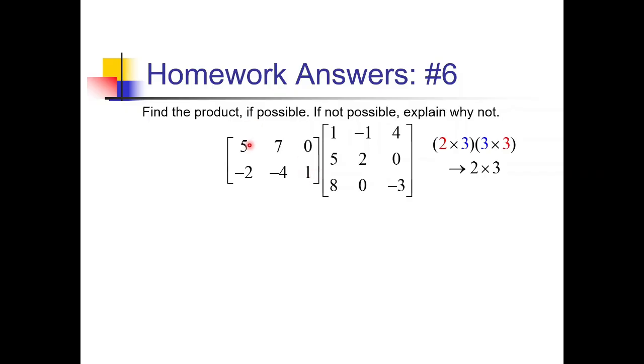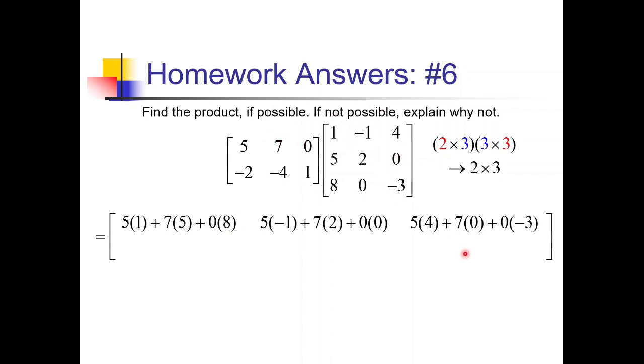So we've got 5 times 1 plus 7 times 5 plus 0 times 8. Next we've got 5 times negative 1 plus 7 times 2 plus 0 times 0. And then for the last column, 5 times 4 plus 7 times 0 plus 0 times negative 3.